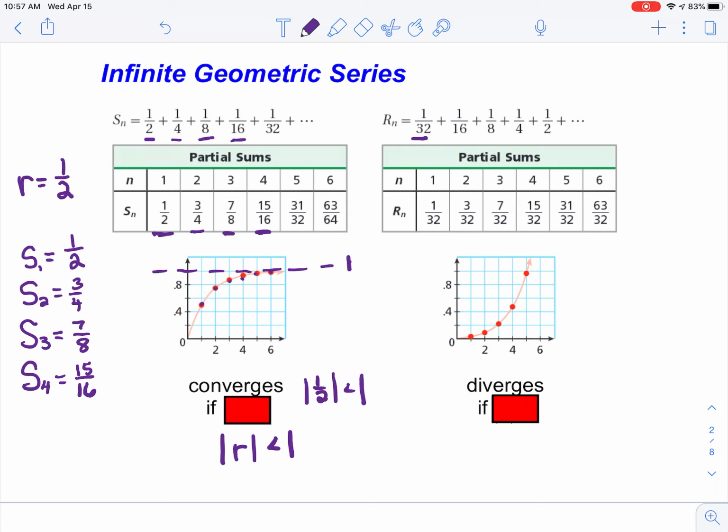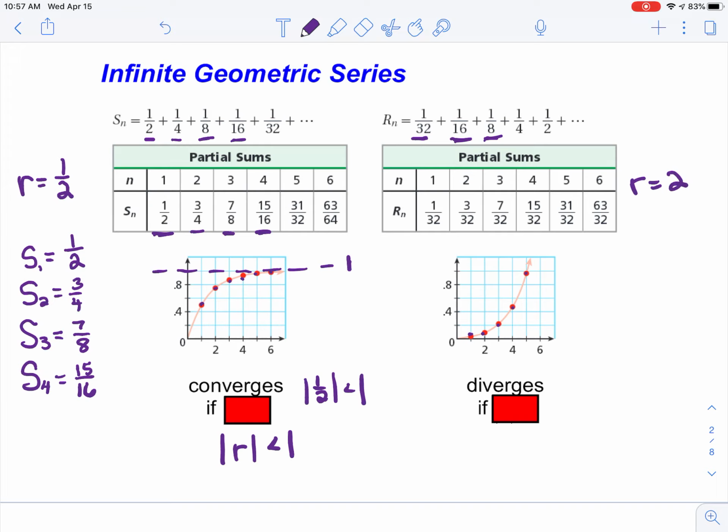Now let's look at the second example. Again, n equals 1, I'm going to get 1/32. Then I add up the next 2, and I get 3/32. And then I add up the first 3 terms, and I got 7/32, and so on and so on. Well, when we graph that, we get like an exponential equation.